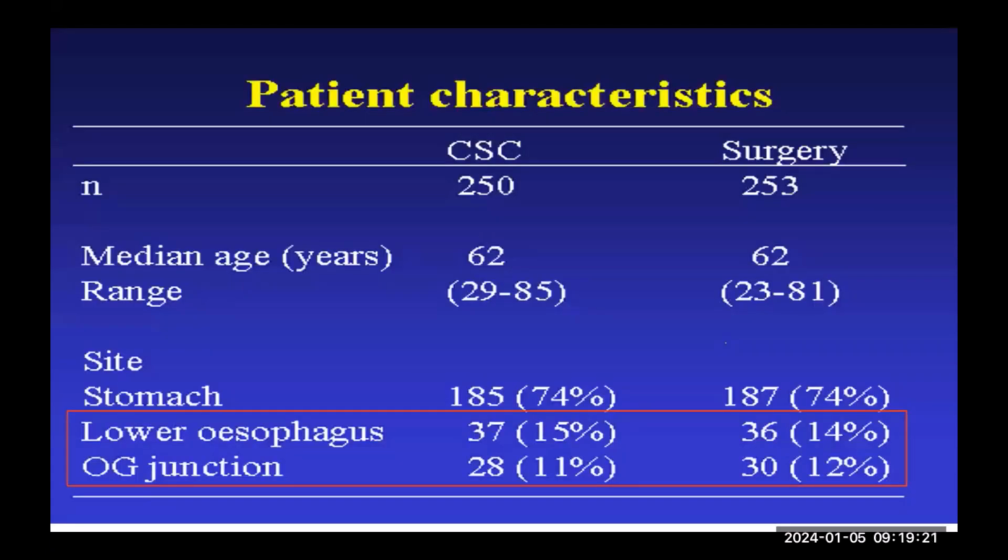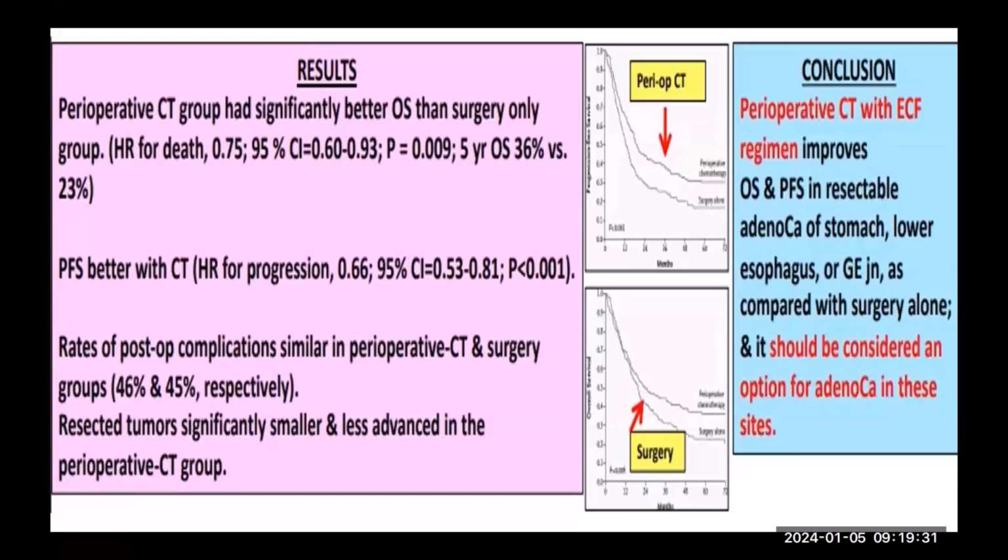What is important to know is that this trial predominantly included stomach cancer, and there was only 15% lower esophagus and 11% GE junction. The results showed a significant improvement in survival with perioperative chemotherapy. There was improvement in overall survival with a 5-year OS of 36 versus 23%, better progression-free survival with similar rates of post-operative complications, and the resected tumors were smaller and less advanced. So it concluded that perioperative therapy should be considered in esophageal adenocarcinoma and GE junction adenocarcinoma.